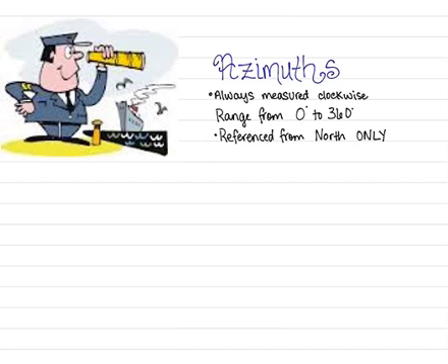Now, the next way to determine a direction of a line is by using azimuths. Azimuths are always measured clockwise, and they range from 0 degrees to 360, so the full circle, and they're referenced from the north only. Now, this is important because bearings are referenced from north or south, whereas azimuths are referenced from north only.